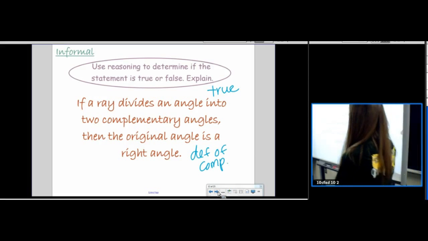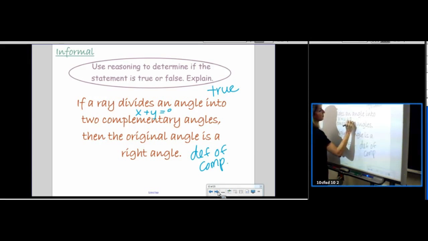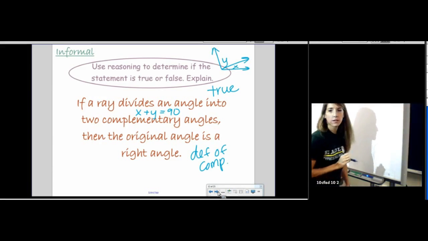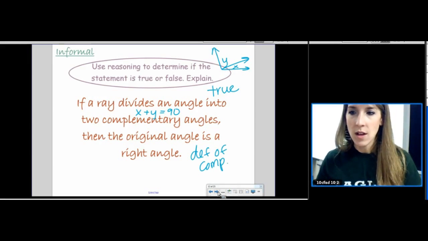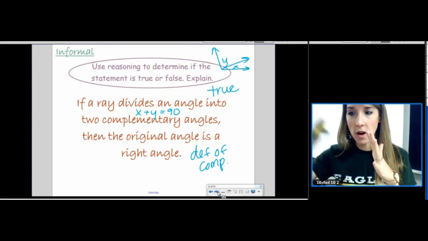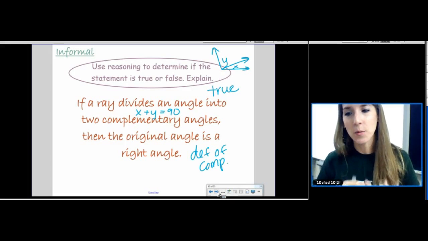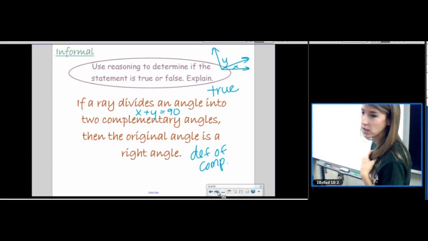To be complementary angles, they have to be two angles. We'll just call them x and y. So if a ray divides an angle into two complementary angles, then that original angle had to have been a right angle because x plus y equals 90. They're already adjacent to each other because it's one ray dividing an angle into two angles. So they're adjacent and they add up to 90, so that original angle would have had to have been a right angle. Okay? I think y'all were getting complementary and congruent mixed up.